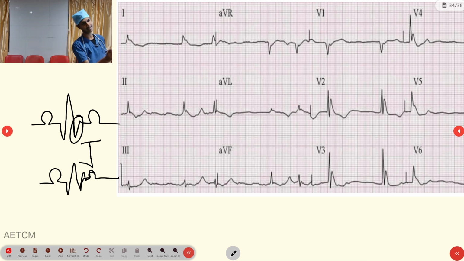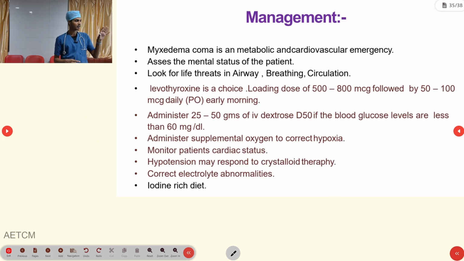Here you can see exactly, in V2, V3, there is a positive deflection of your J point, that is the Osborn J wave. We can mainly see the Osborn J wave in the precordial leads, V2, V3, V4, V5, V6. This is one of the factors which we can use in the pre-hospital setting itself. Mainly the Osborn J wave will arise in the case of hypothermia. So those are some clinical assessment points you can remember.